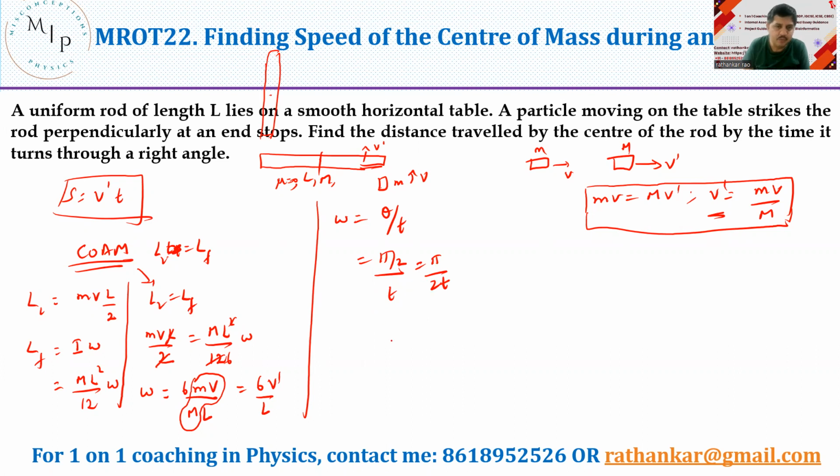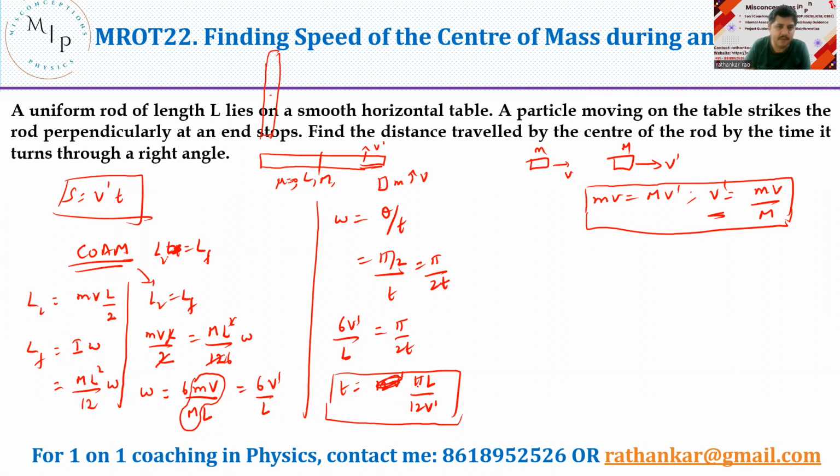Now in other words, what do we have here? I need the value of t somewhere. Now I know omega equals 6V dash by L from the previous expression. 6V dash by L is equal to pi divided by 2t. So t should be equal to pi L divided by 12V dash. You got this also.